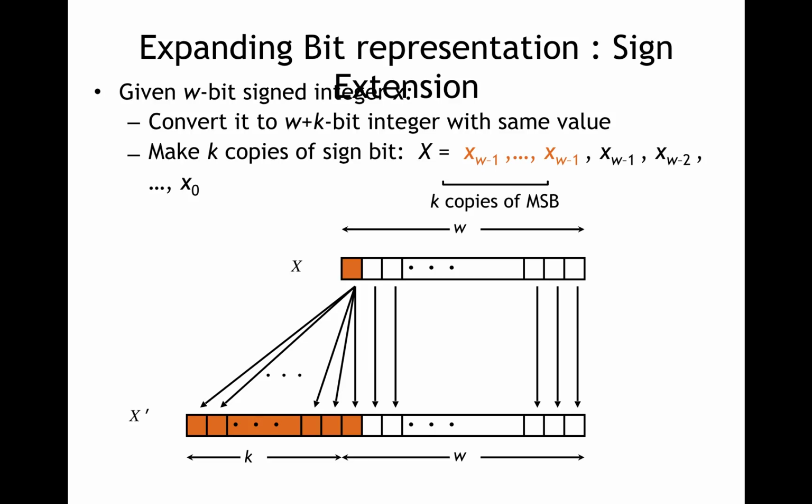Here is how to do extension. When doing sign extension, it just makes k copies of the sign bit. For an unsigned integer, this method will copy k zeros. Sorry, so when doing a signed integer, this method will copy k zeros for 0 or a positive number and copy k ones for a negative number. This is sign extension.